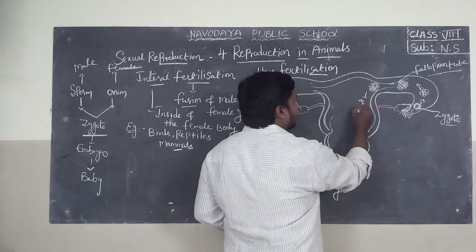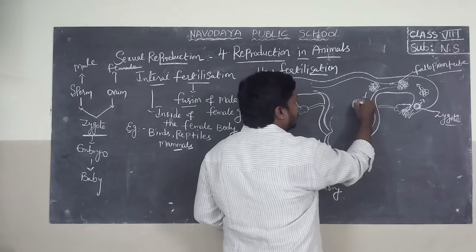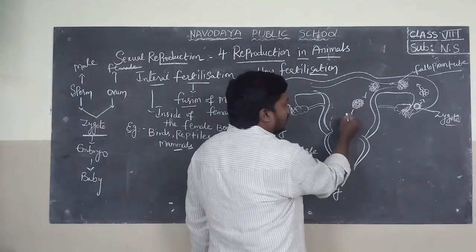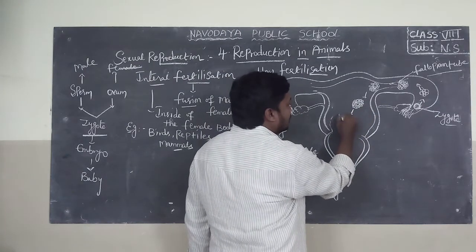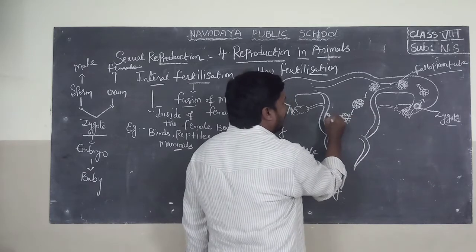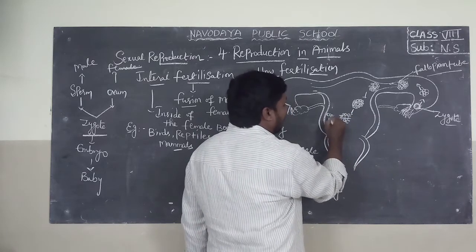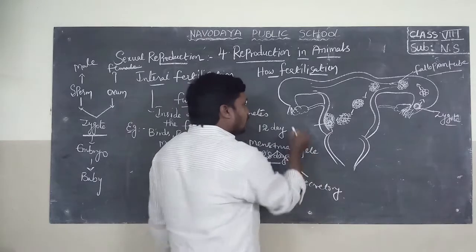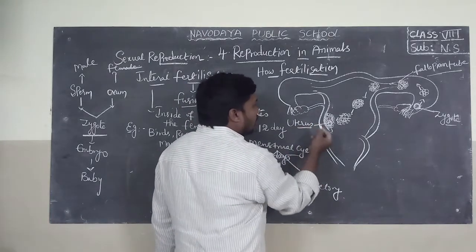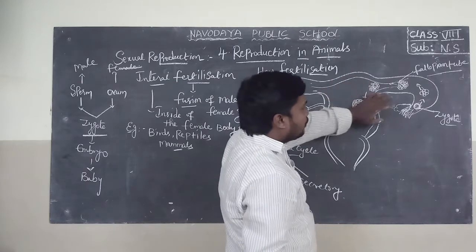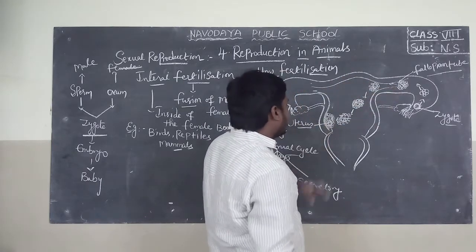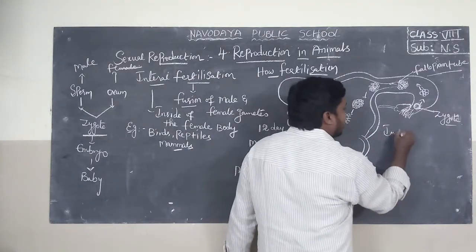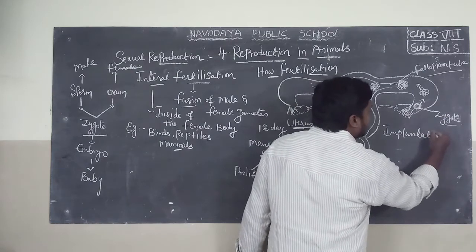See here, if you observe here, due to cell division or mitotic division, this embryo will be divided into so many cells. Finally, the embryo reaches the uterus and attaches to the walls of uterus. So this is called uterus. The embryo moves from the fallopian tube to the uterus. Here the embryo gets attached to the walls of uterus. This process is known as implantation.